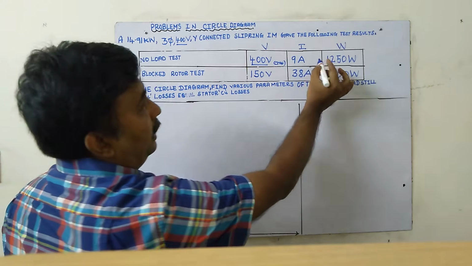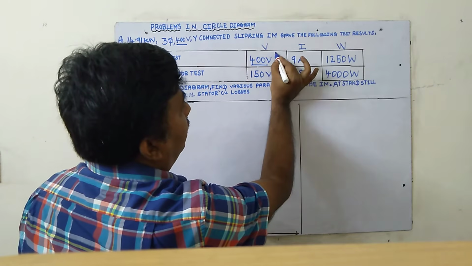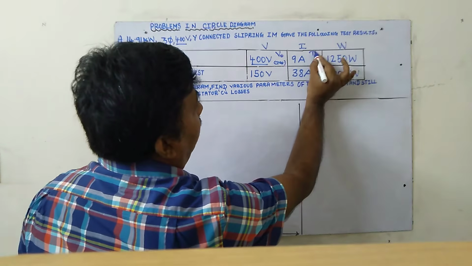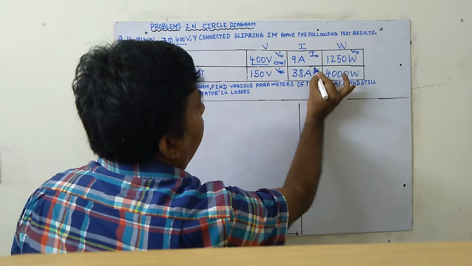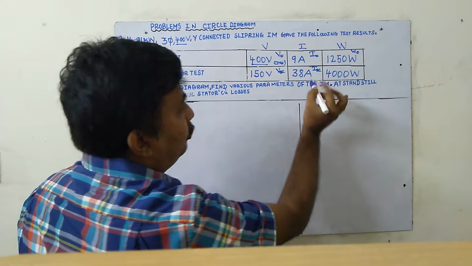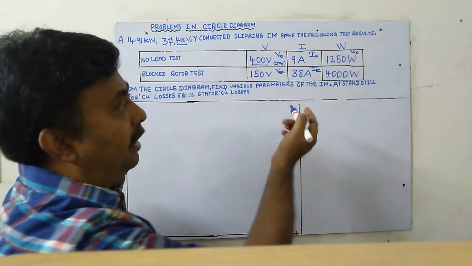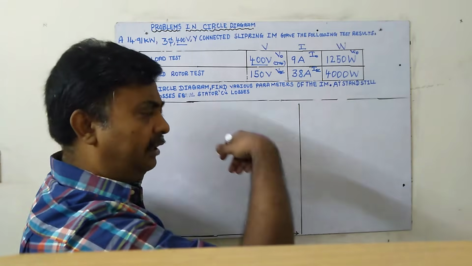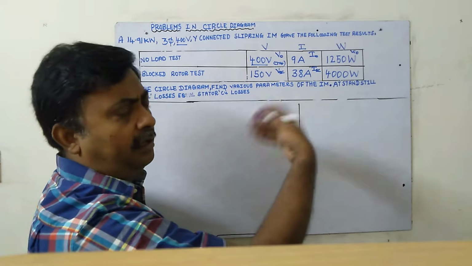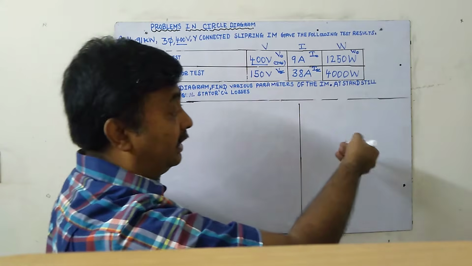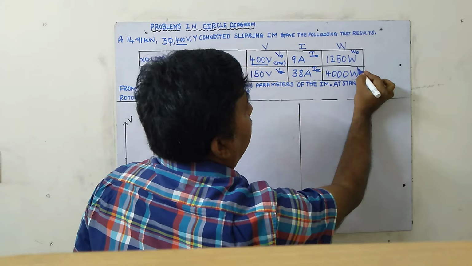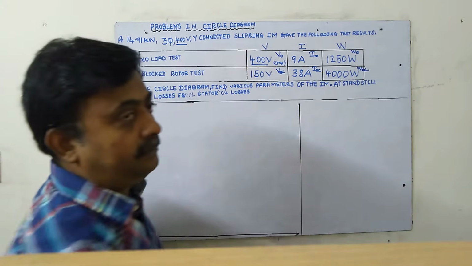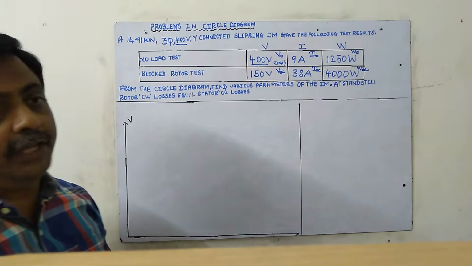9 amps is the no load current. This is I0, this is V0, and this is W0. This is VSC and this is ISC. Actually, this should be rated current, but normally it can be done for a current apart from rated current also, because rated current we are going to find only from the circle diagram. This is WSC. From these we have to calculate.